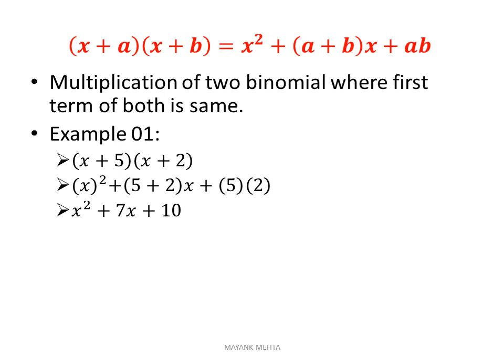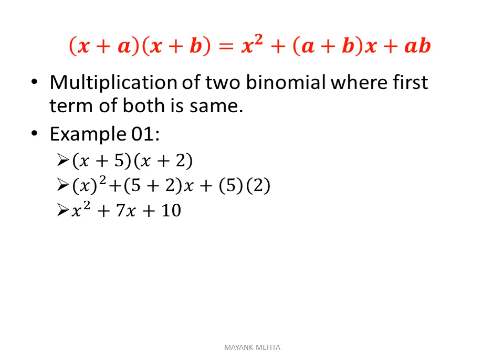So what you will need to do: x square, that means the square of the first term, plus the sum of both the terms a and b, 5 plus 2, into the first term, that is x, and plus the multiplication of both the last terms, a into b. So the identity is x plus a into x plus b, and you will get x square plus a plus b into x plus ab.